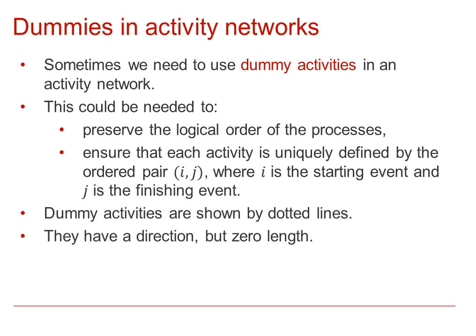Sometimes we need to use what are called dummy activities in an activity network. This could be needed to preserve the logical order of the processes, or to ensure that each activity is uniquely defined by an ordered pair IJ, where I is the starting event and J is its finishing event. Dummy activities are always indicated as directed dotted lines. They always have a direction, but they have zero length or weighting.